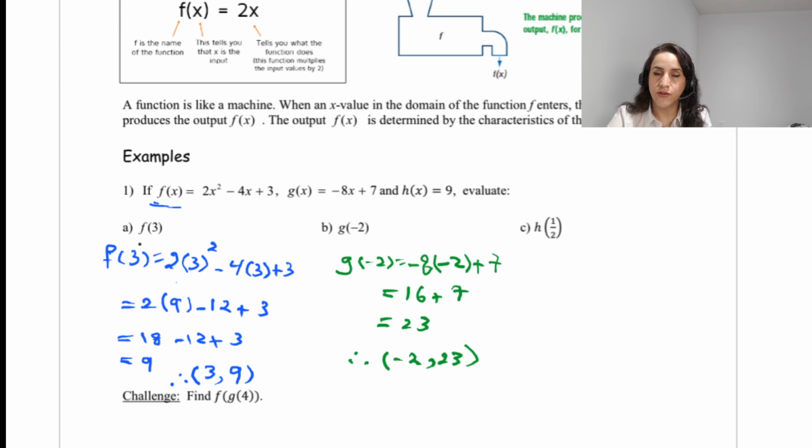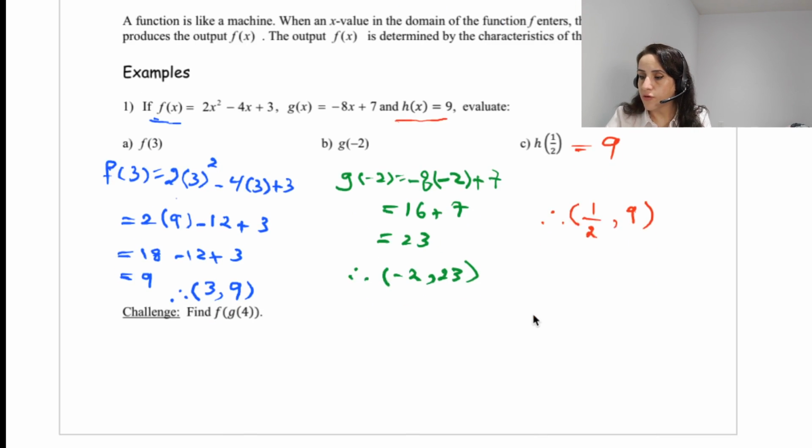For the first example, I tried a positive number. For the second example, I tried a negative number. And for part C, I'm going to use a fraction. But look at the equation for part C. H of x is 9. It means that it is a constant function, for all of the values that are going into x, the value is 9. Then for this question, technically I do not need a calculation. The answer is 9 because there is no variable x that I can plug into. So for 1 over 2, the answer is 9.